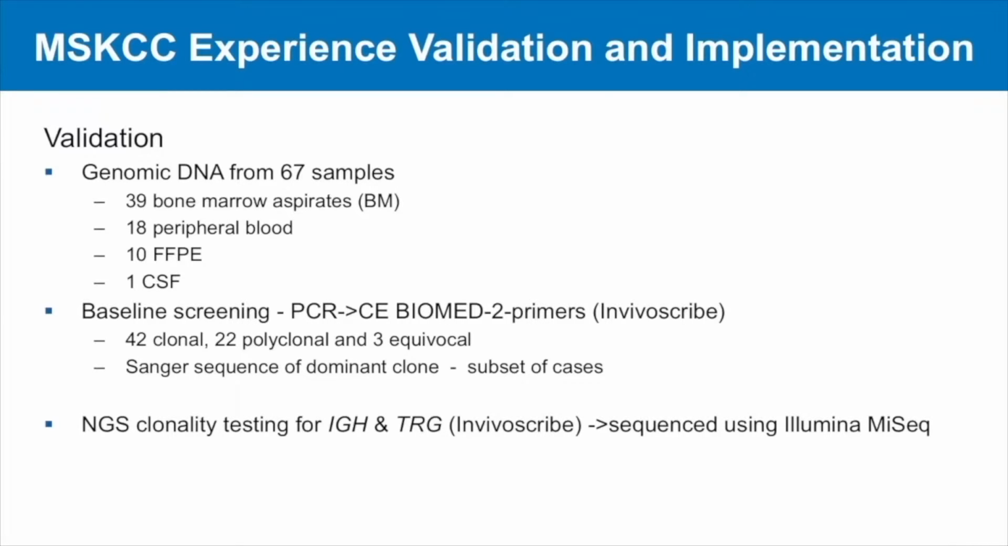We took 67 samples. We decided to go with a very wide distribution of samples. Most of the samples that we get for clonality assessment are going to be bone marrow aspirates or bloods. But we also get a significant amount of paraffin-embedded tissue, which we included here, and maybe a lower volume of body fluids, which you can also assess with this assay. We did our baseline screening using Biomed 2 primers, a PCR-based capillary electrophoresis assay. And then after screening the samples, we did the NGS clonality testing for IGH and TCR gamma, which was all sequenced on an Illumina MiSeq.